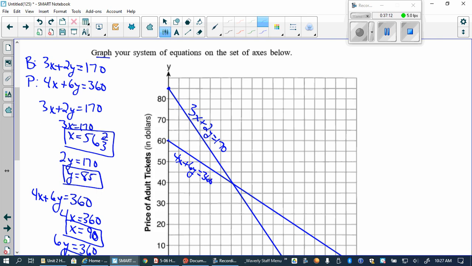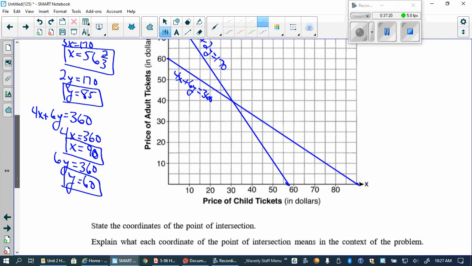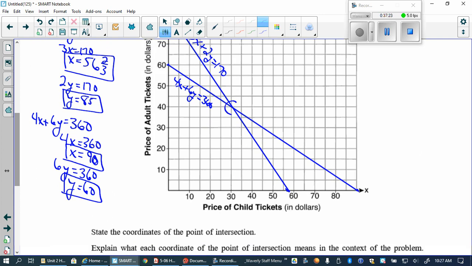equals 360. You guys see where the intersection point is there? Okay. It's at 30, 40. So it says state the coordinates of the intersection. 30, 40. It's right here, 30, 40. So the x is 30 and the y is 40.